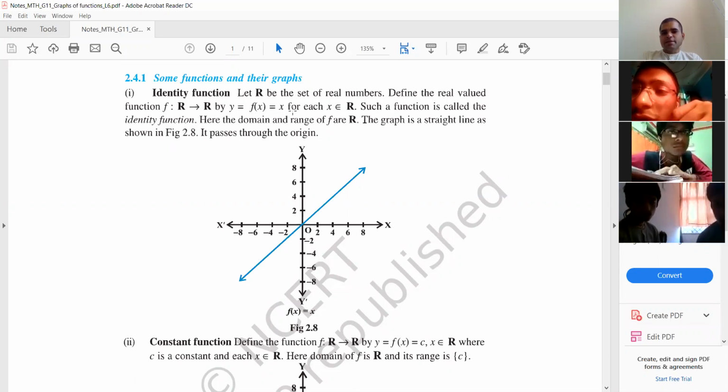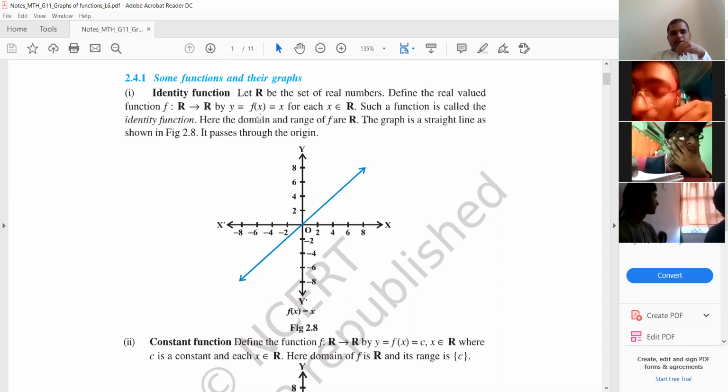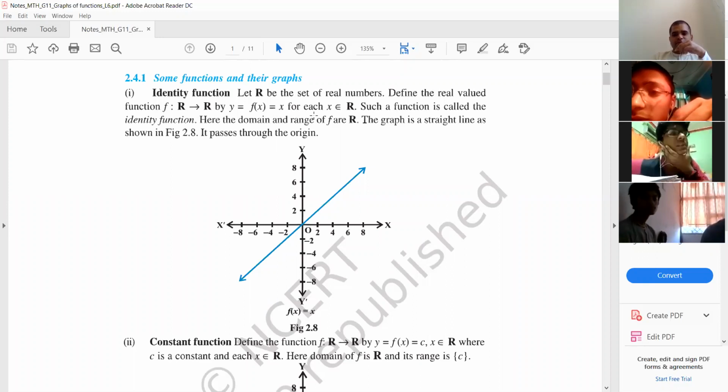Let's say the point is x1. What will be the value of the function? If the function is f(x) = x, then what will be the value of the function at point x1? If I give x = x1, then what will be the value of f(x)? x1, correct. So you understand it depends on what the function is.